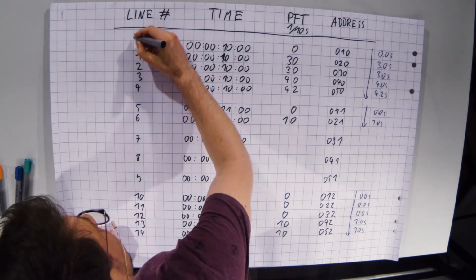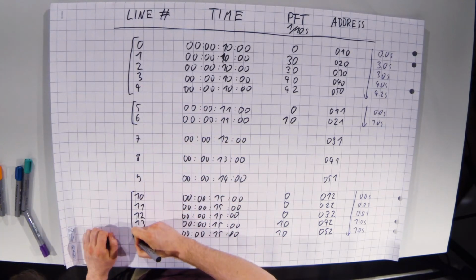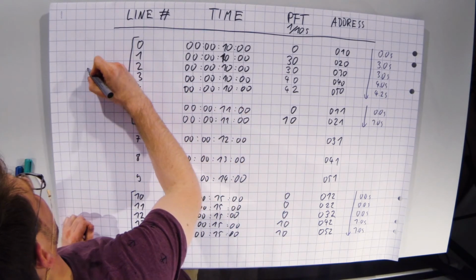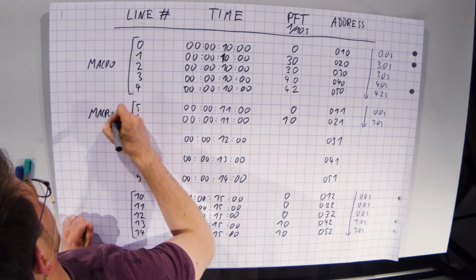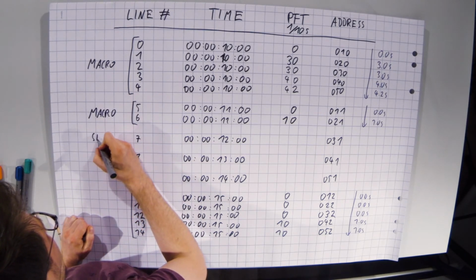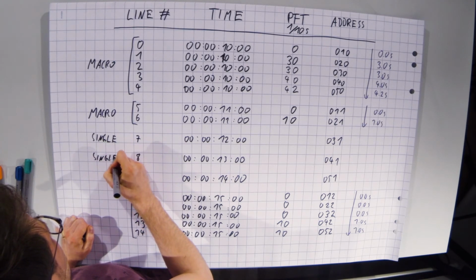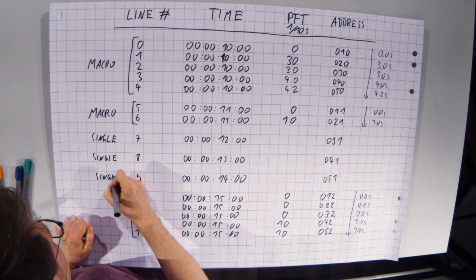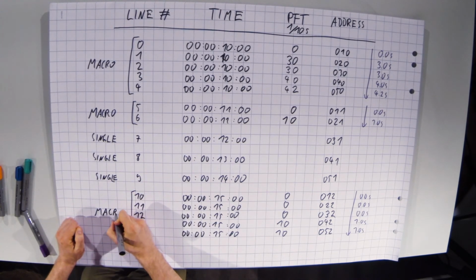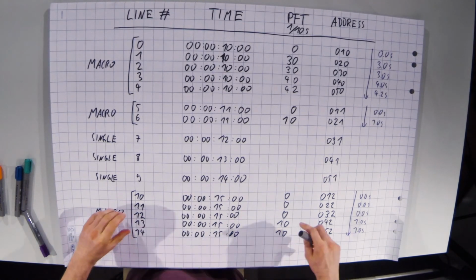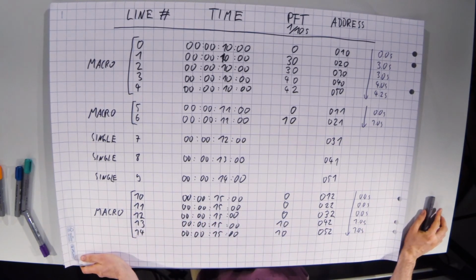So we call this here a macro. This here is a macro. That's a single shot, and that's a macro again. So macro, macro, single, single, single, and macro, where we would call this here like a zipper. This is a zipper fire, and that's also a small zipper fire.